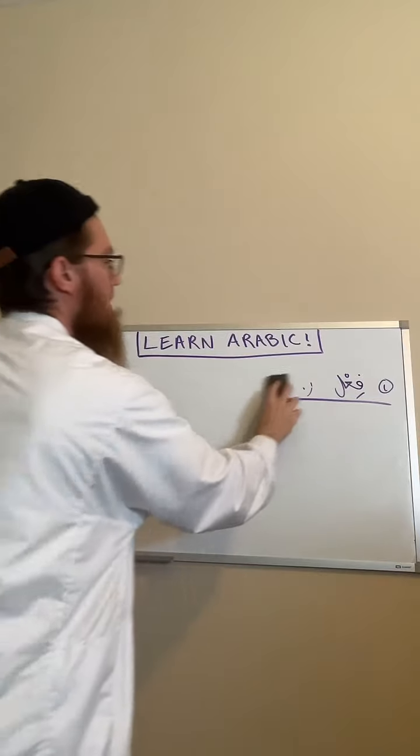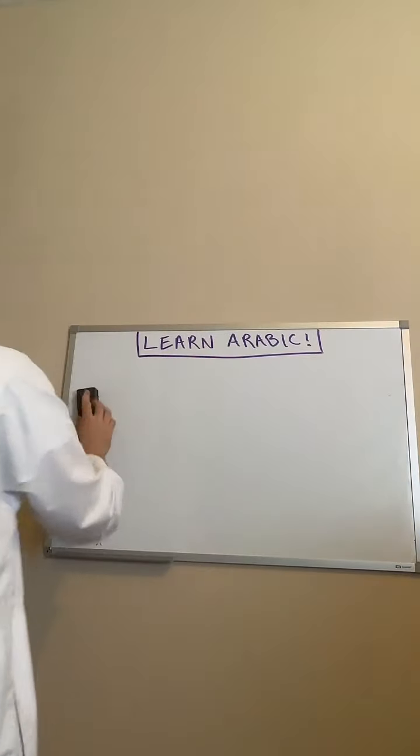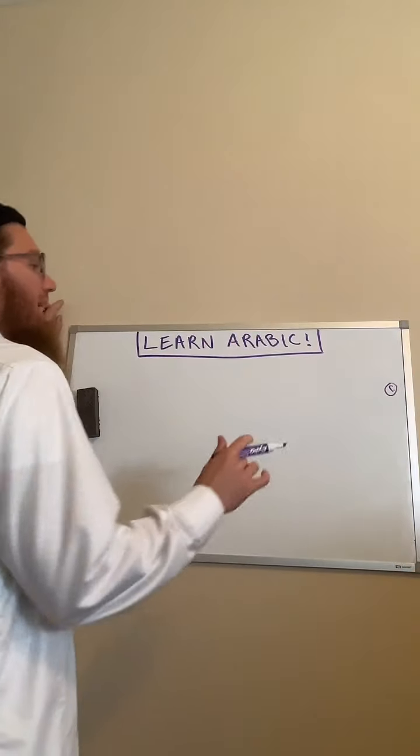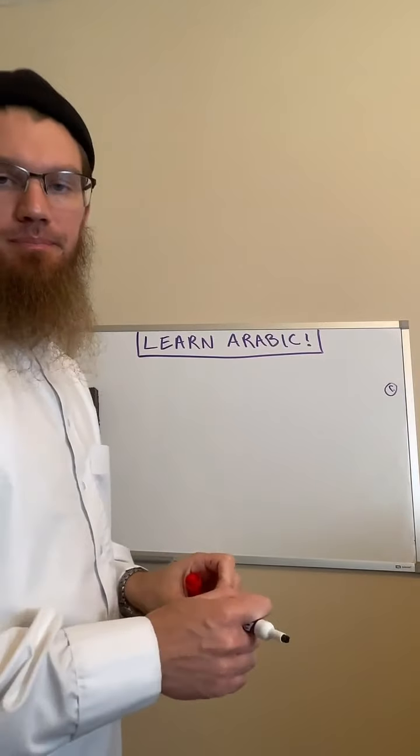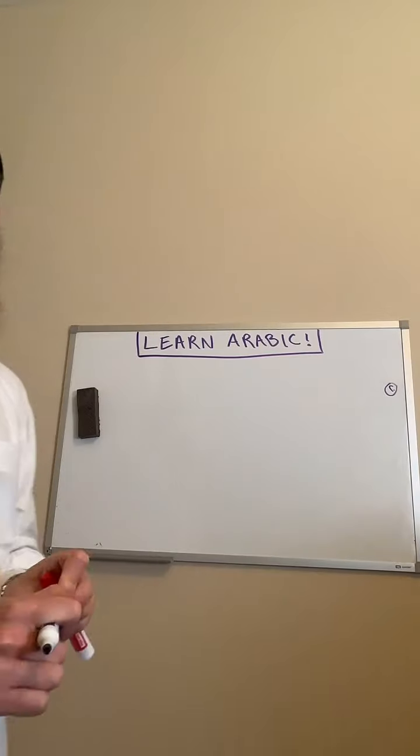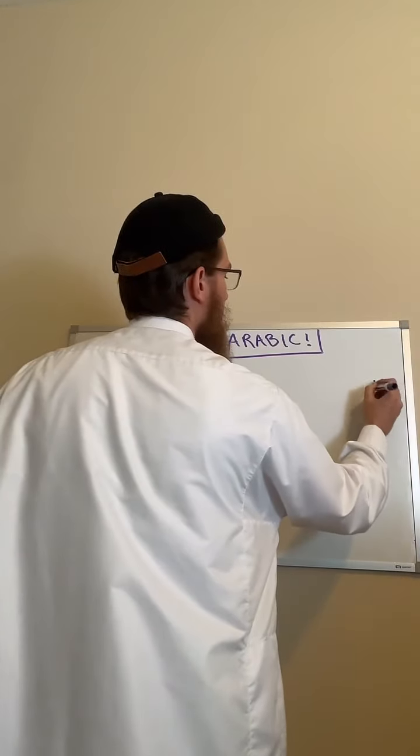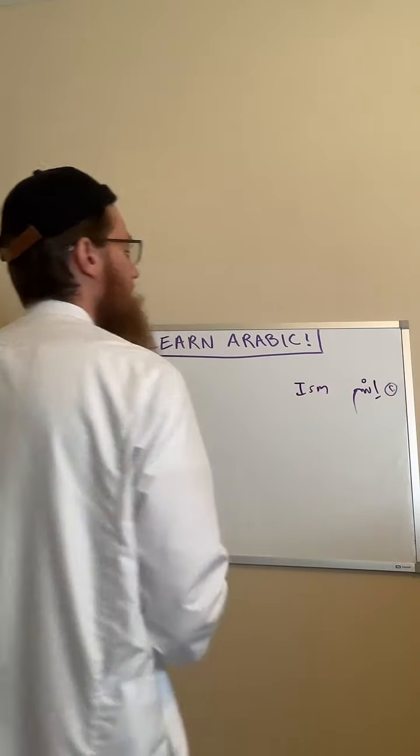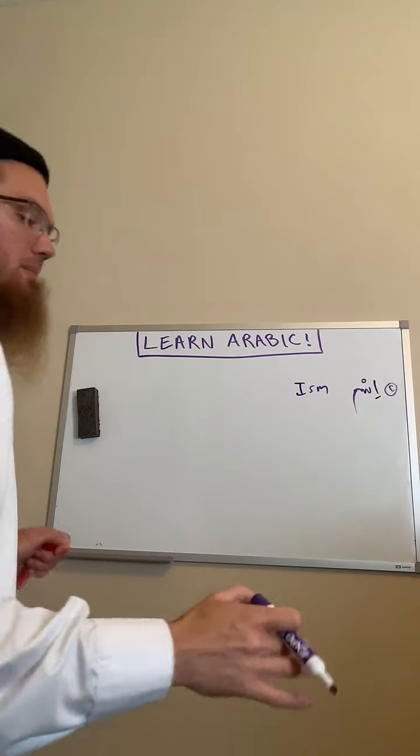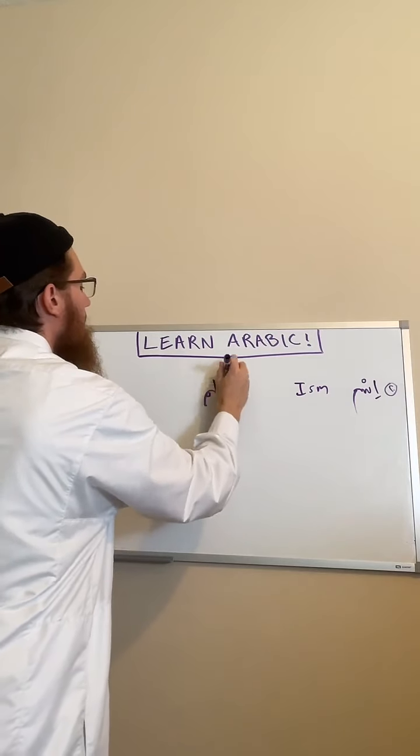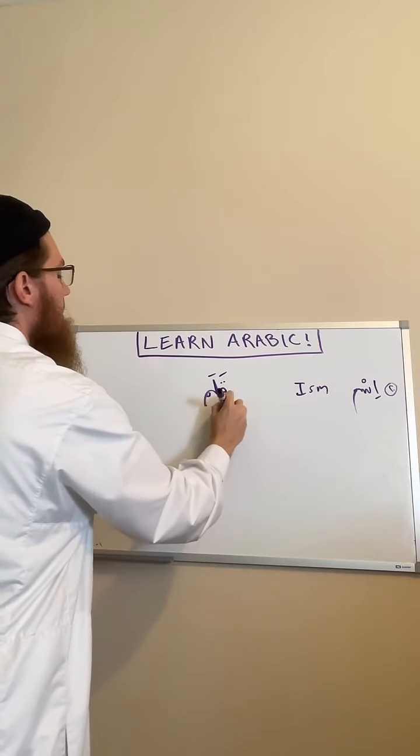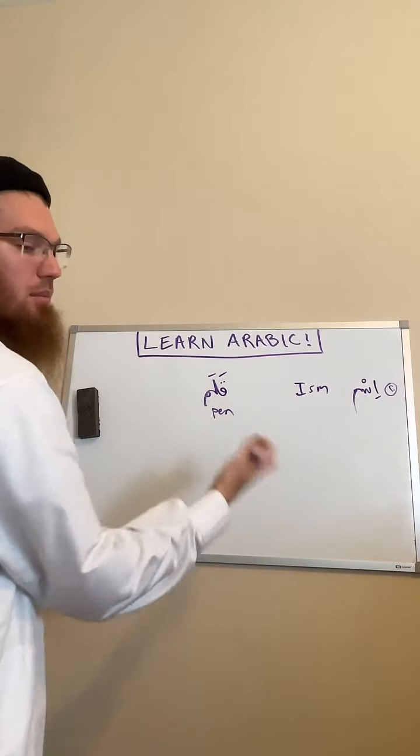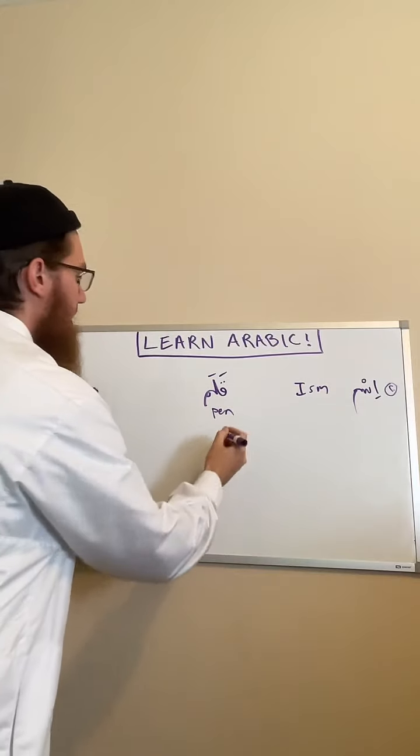What's the second category that we learned? The second category, which has a complete meaning but no relation to time, that is the ism. So, for example, we said qalam, which means pen. It has a complete meaning, but it doesn't have a relation to time. There's no past, present, or future tense, right?